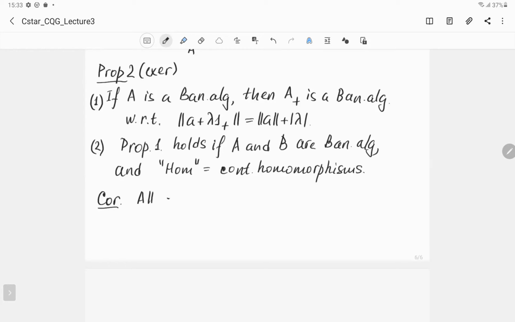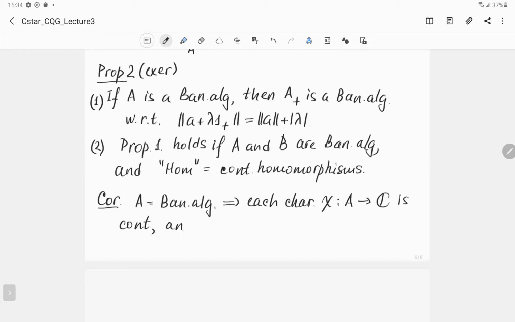Well, if A is a Banach algebra, then each character chi of A is automatically continuous, and the norm of chi is less than or equal to 1. Well, indeed, we already know that this is true for unital Banach algebras, and since each character on a non-unital algebra can be extended to a character on its unitization, which is a unital Banach algebra, we conclude that it is continuous and its norm is less than or equal to 1.